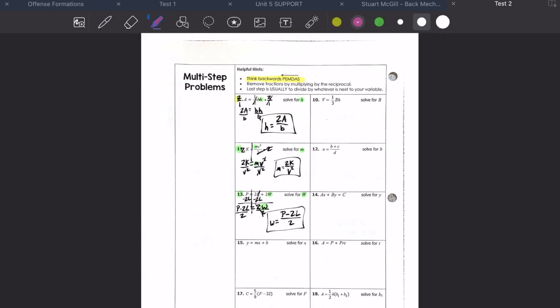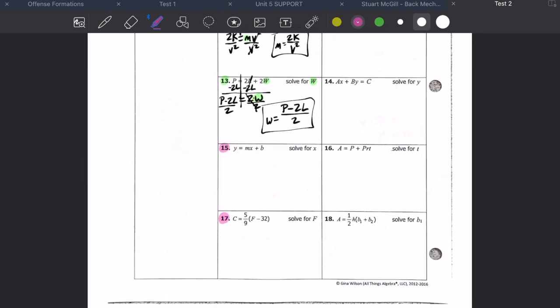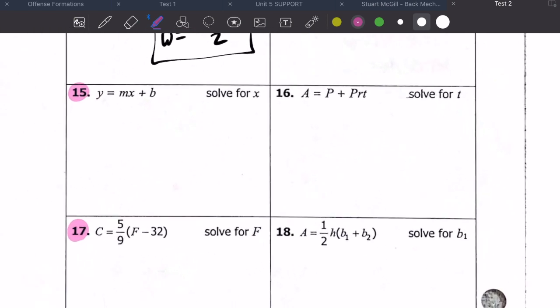If you have a couple of minutes, I'd like for you to go ahead and try to solve number 15 and number 17 real quick. I'll let you pause the video, take just a minute or two, try to solve those two, and we'll come back.